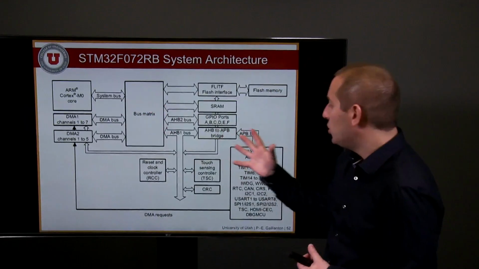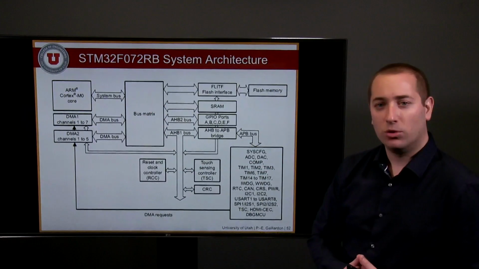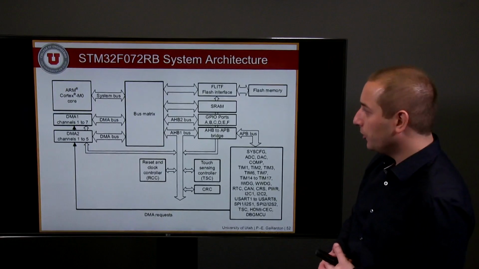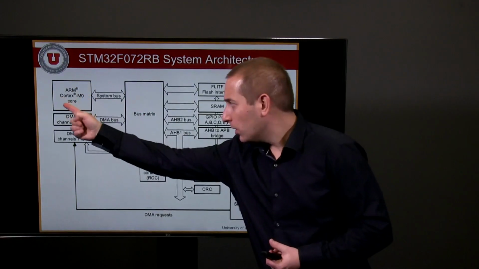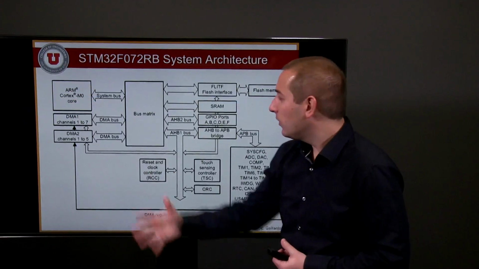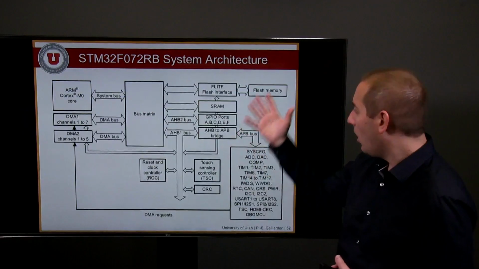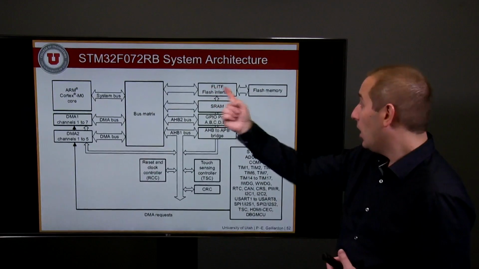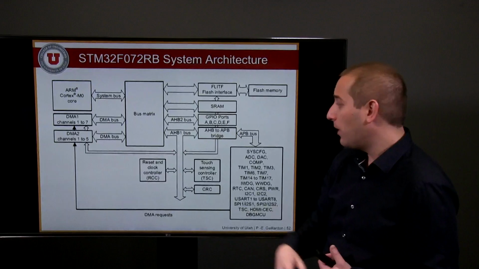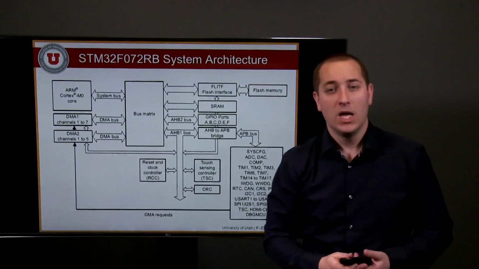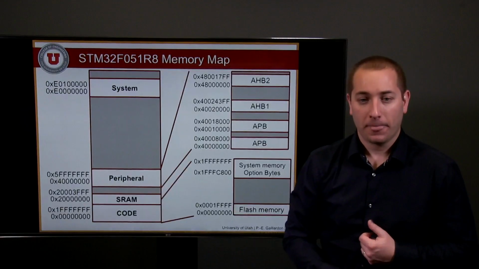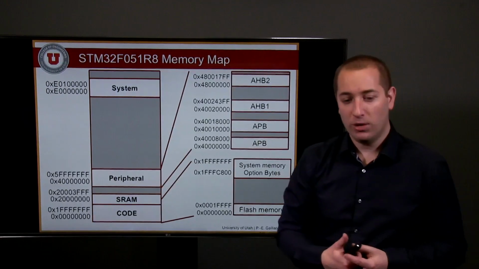So this is just an overview of the memory subsystem for our microcontroller. The core, being right there at the top left, communicates with a large set of different memories. The flash memory, the SRAM, and so on and so forth. So how does that look? Here is our actual memory map.